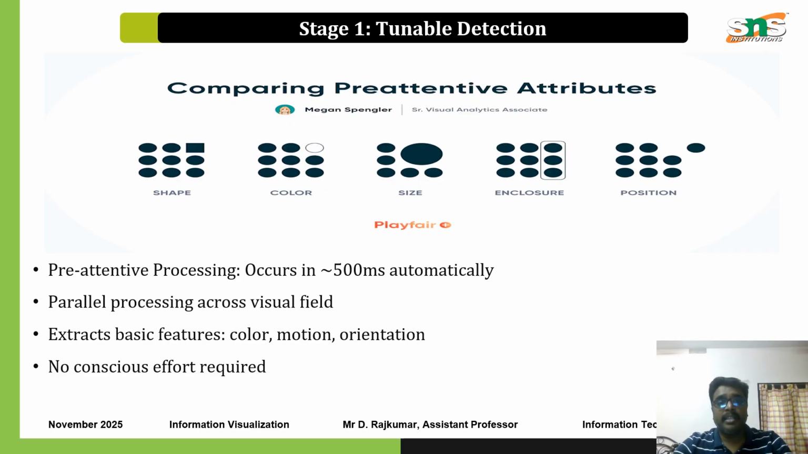Normally it extracts basic features like colors, motion, and orientation. There is no conscious effort required. Certain preemptive attributes can tell us what shape it is, what color it is, what the size is, or how it is positioned. These are all the preemptive attributes which come immediately into action whenever our human eye looks at something or anything falls under our eyesight.